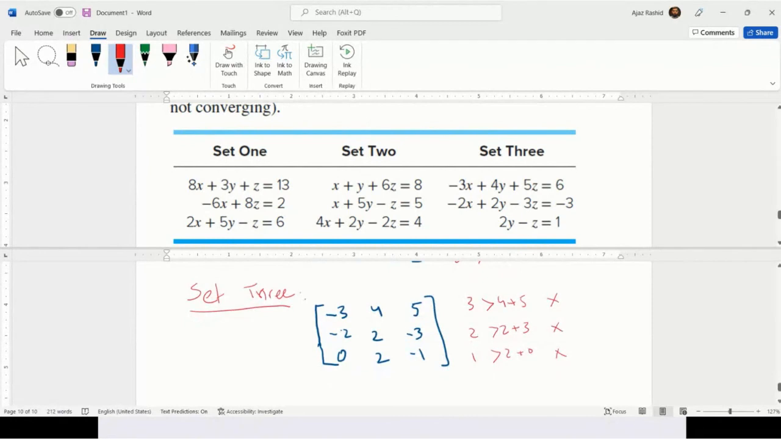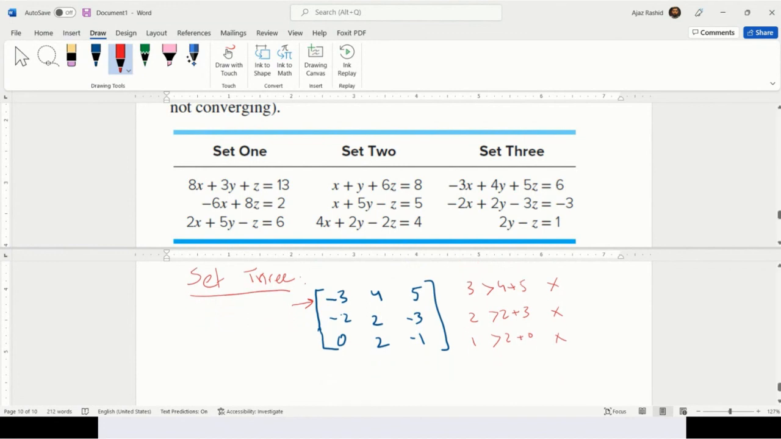Now, for example, if I take this row and I keep it for x2, if I make this the second row, for x1, of course, it's not converging. If I take it for x2, then 4 should be greater than 3 plus 5. It is not the case, so it's not going to work for x2. If I make it for x3, then 5 should be greater than 3 plus 4, which is not going to be the case. So I cannot use that anywhere.